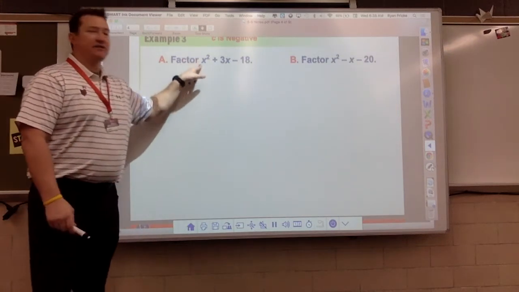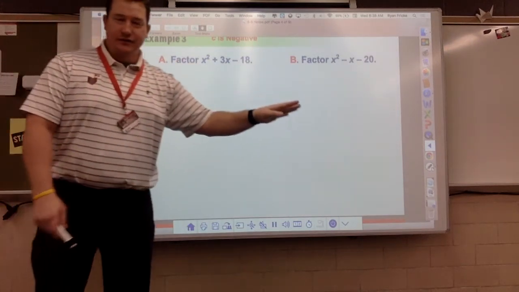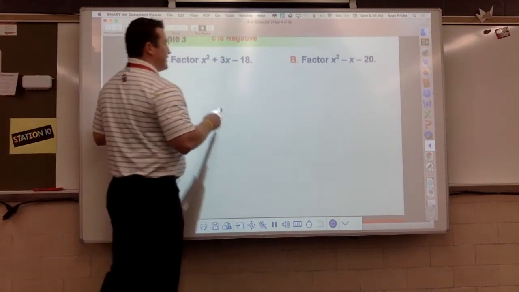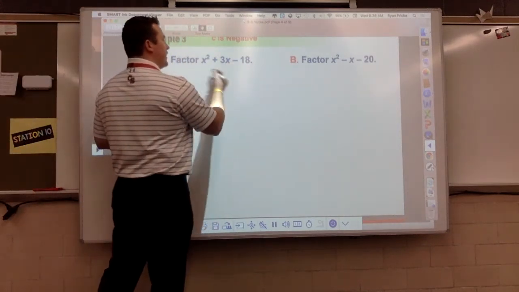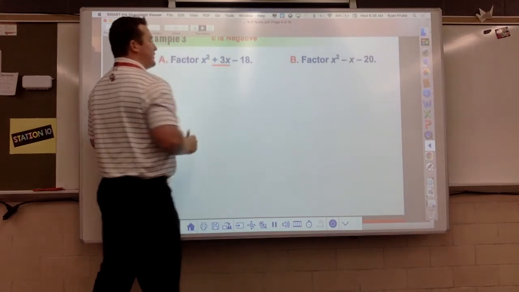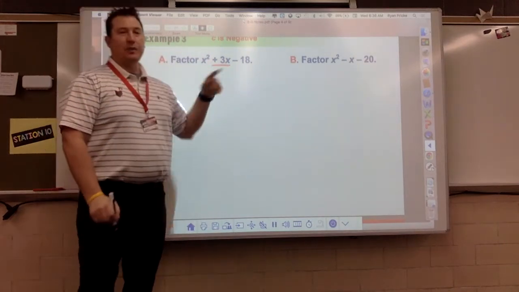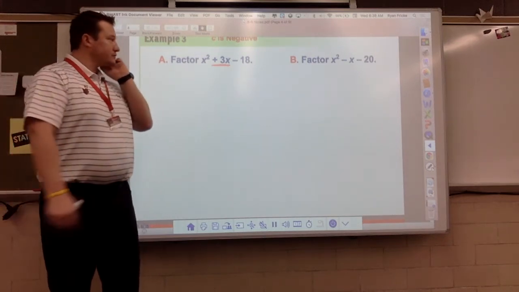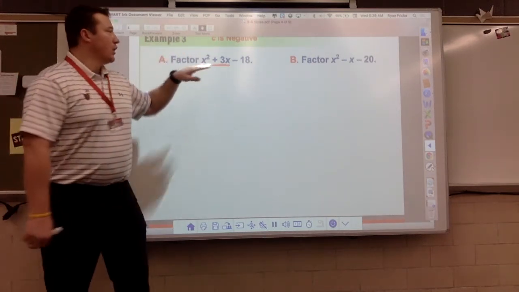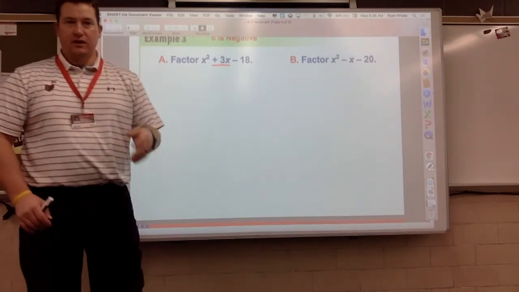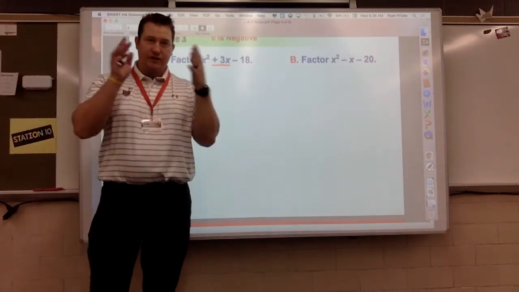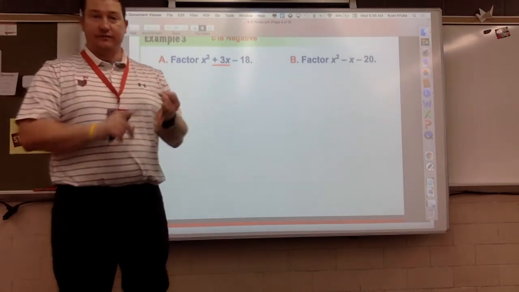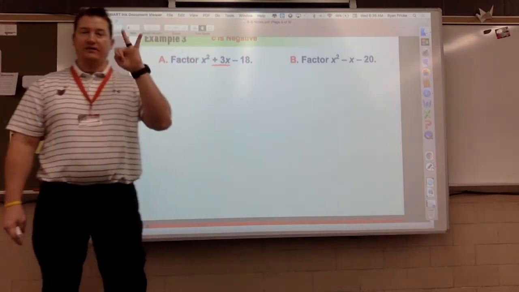Good news here. We still have coefficients of 1. These are the easiest ones to do, okay? Why? Because the factors aren't nearly as big. So here we go. Now we're looking for numbers that add to 3 and multiply to a negative. These are probably the trickiest ones. Why are they tricky? Well, we multiply to a negative. The only way that can happen is if I have one number that's positive and one number that's negative. So one number positive, one number negative.